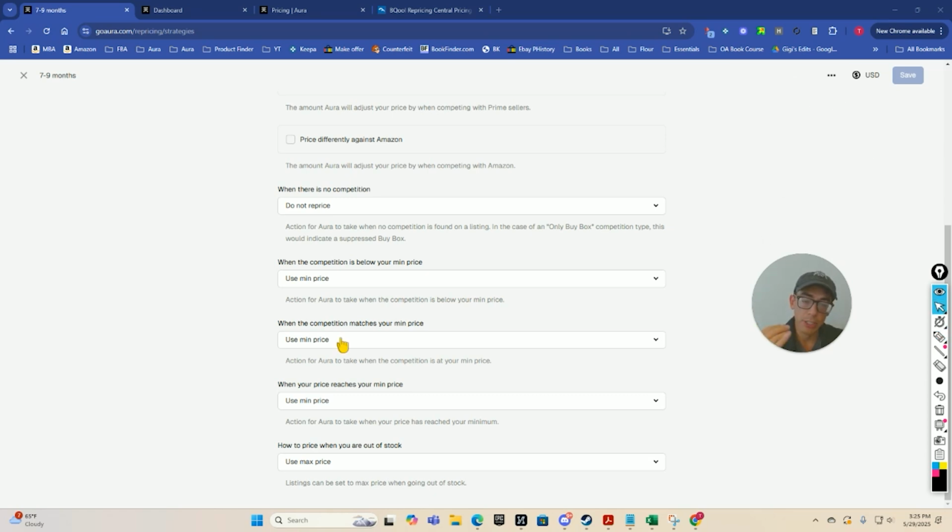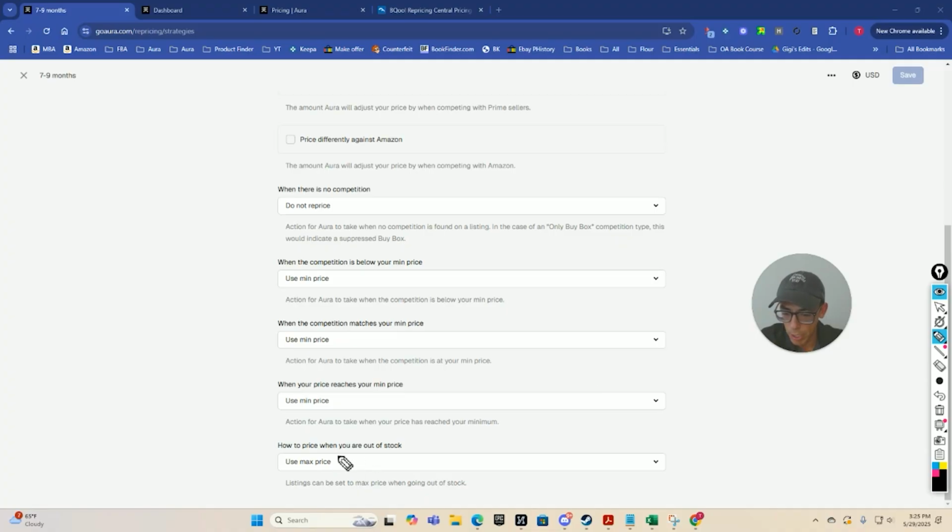Okay. When the competition matches your minimum price, again, we're going to use our min price. When our price reaches our min price, we're going to keep it there. So this is also the biggest difference now at 7, 8, 9 months is once we get down to the min price at 40, we're not doing anything. We're not increasing its price back up. We're just leaving it right there, leaving it at 40.